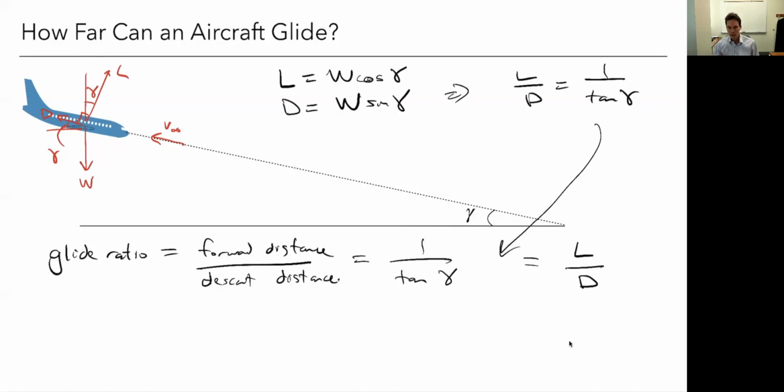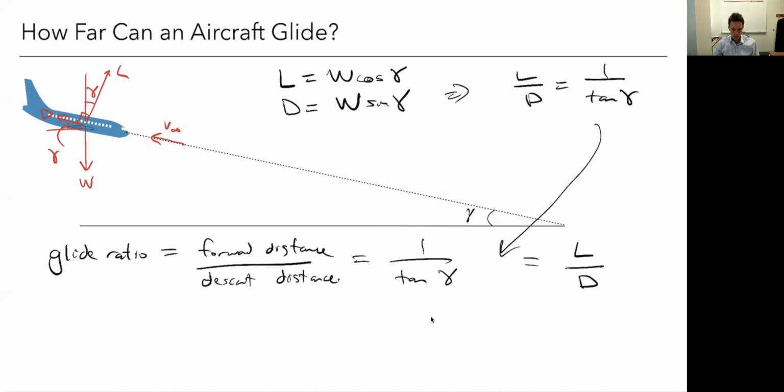If I have, let's say, an L over D of 20, and I start at 1,000 meters elevation, that means I could glide potentially 20,000 meters. And by the way, that corresponds to, if I solve for this angle instead, 2.9 degrees, arctangent of 1 over 20. So fairly straightforward, right? If we know L over D, we can quickly figure out our glide ratio, or how far we're going to be able to fly starting at a given elevation.